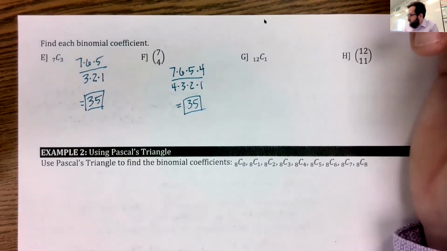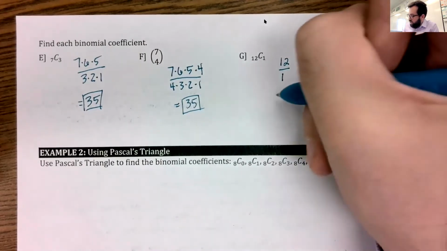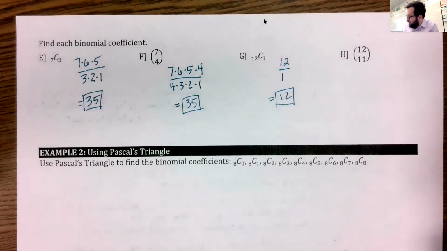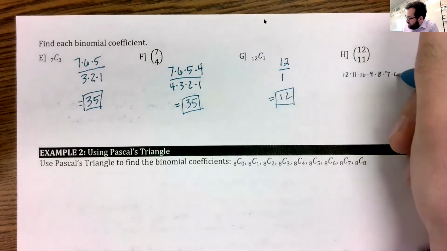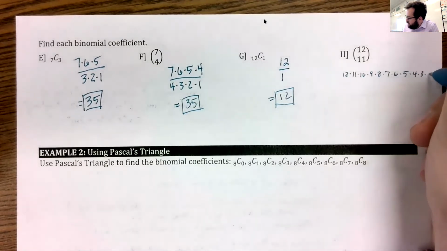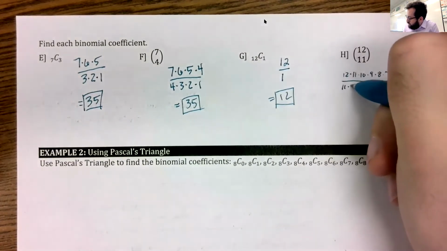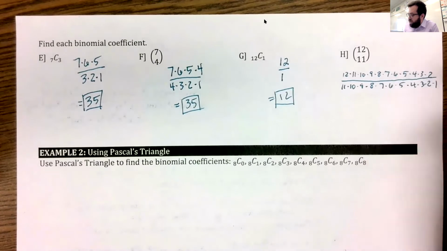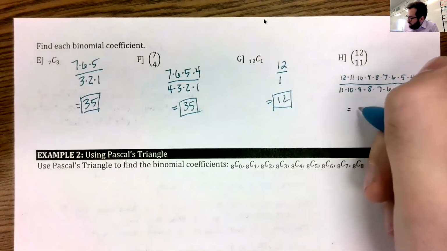In letter G, we have 12 choose 1. So we just have 1 number on top and 1 number on the bottom. We just get 12. And for 12 choose 11, this is going to be a little trickier. We're going to have to do the first 11 numbers on top. So it's going to be 12 times 11 times 10 times 9 times 8 times 7 times 6 times 5 times 4 times 3 times 2. And on the bottom, we have the last 11 numbers. So 11 times 10 times 9 times 8 times 7 times 6 times 5 times 4 times 3 times 2 times 1. And what happens is 11 through 2 all cancel out and we are left with 12 over 1 again.